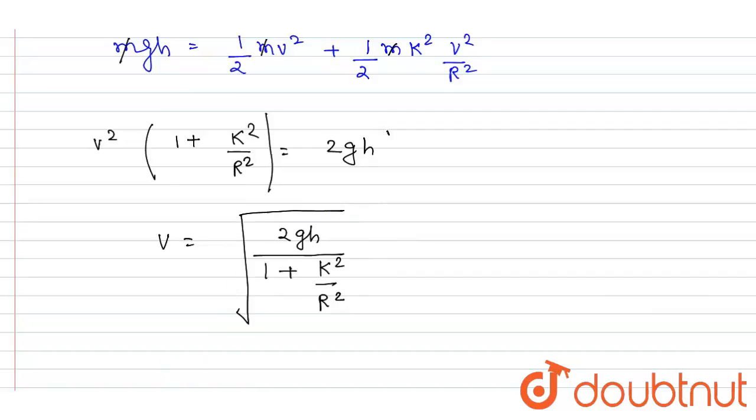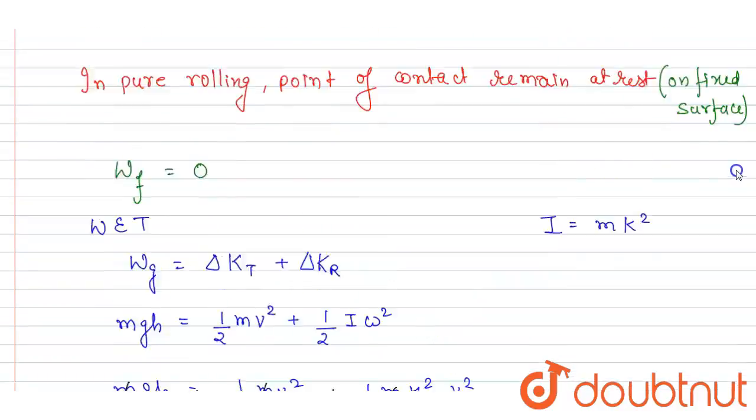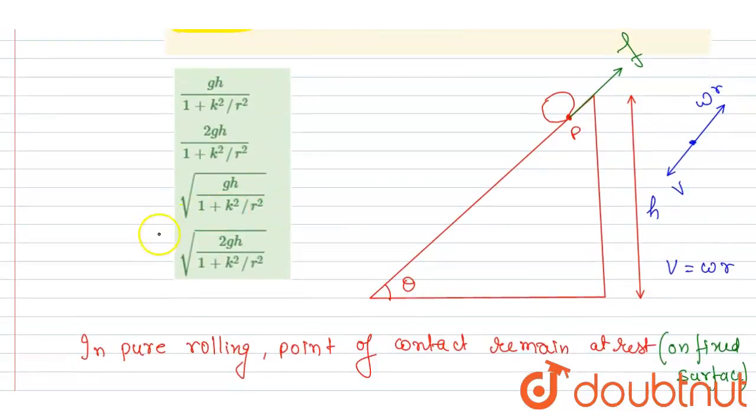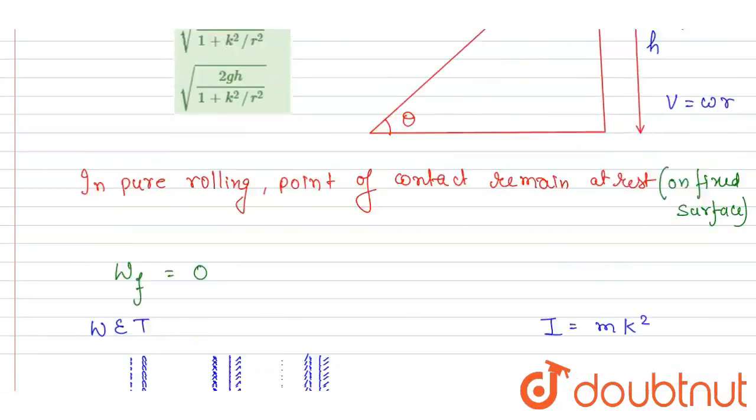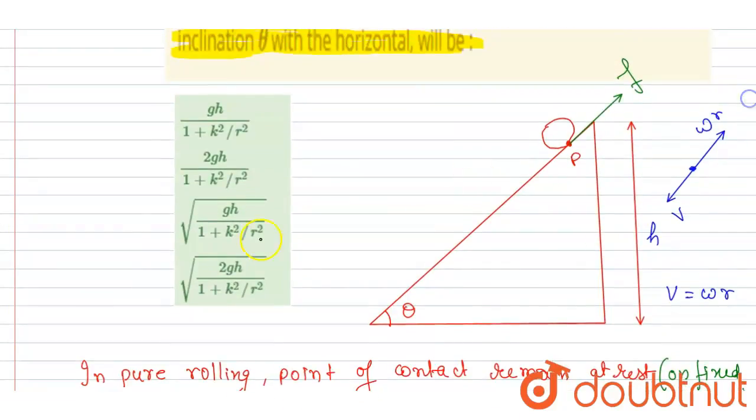This will be the velocity when it comes down by a height h. And if you see the correct option, we already got it: under root 2gh upon 1 plus k square by r square, which is d. So d is the correct one.